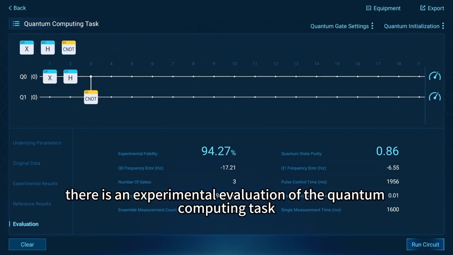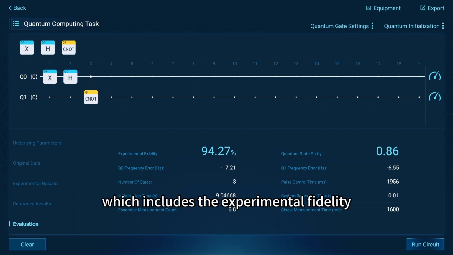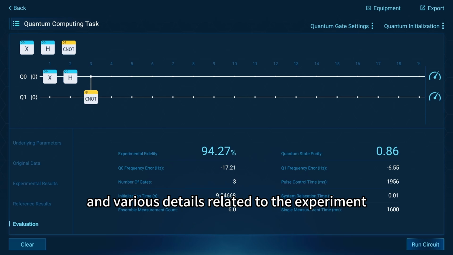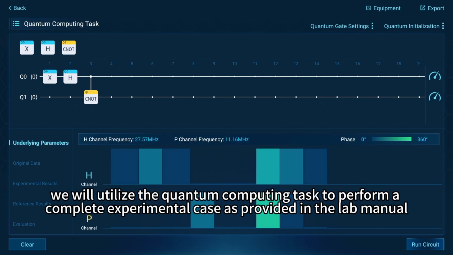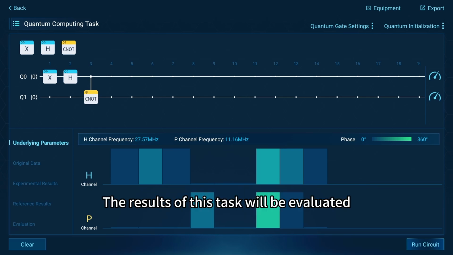Finally, there is an experimental evaluation of the quantum computing task, which includes the experimental fidelity, the purity of the quantum states, and various details related to the experiment. In this experimental interface, we will utilize the quantum computing task to perform a complete experimental case as provided in the lab manual. The results of this task will be evaluated.